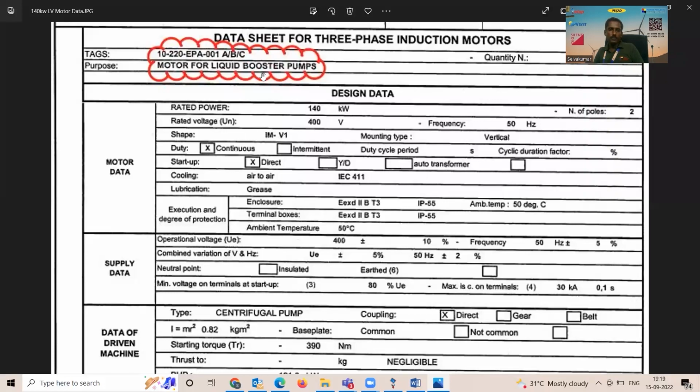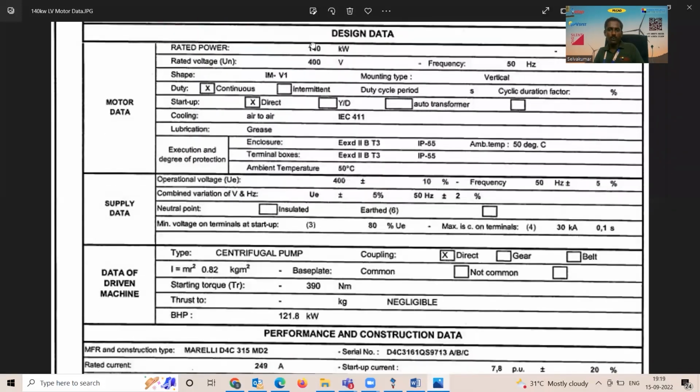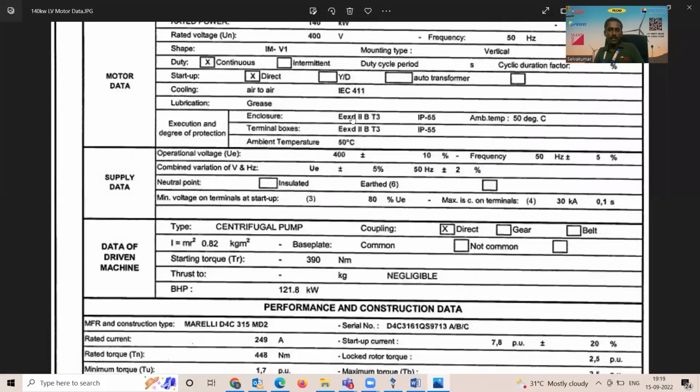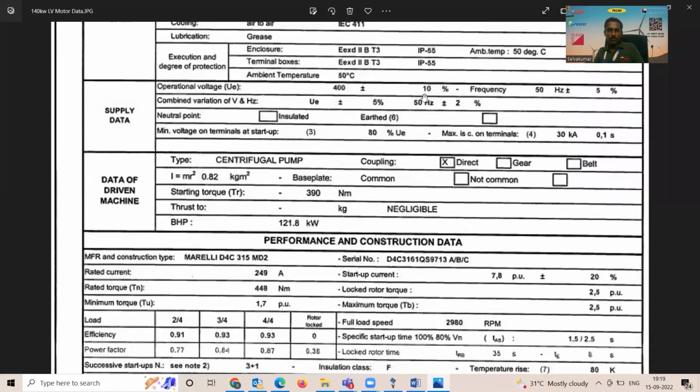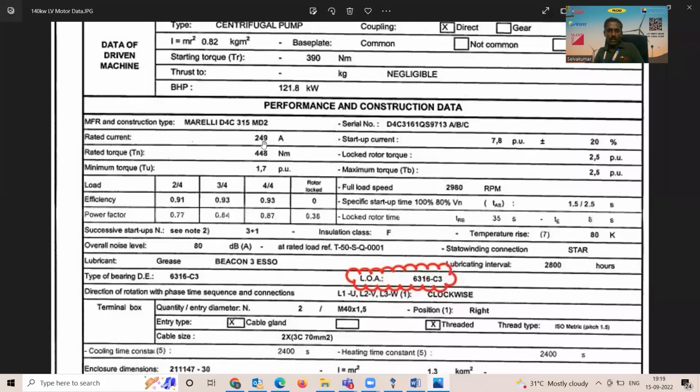So, motor for liquid booster pump, 140 kilowatt, 400 volt, 50 hertz. Almost all the data which we have, we can probably pick up. Rated current is 249 amps. Startup current is 7.8 per unit plus 20%. Starting current is not small. You can look at it as 7.8 times plus 20%.